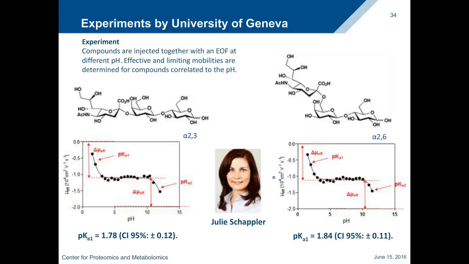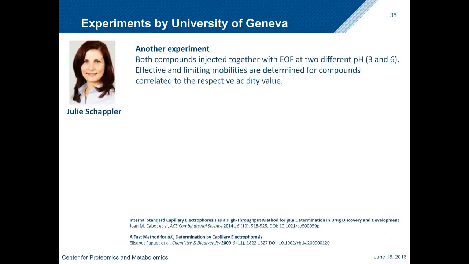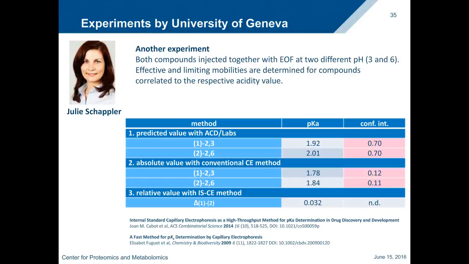So we thought, okay, we can do many more experiments and see if we can get the confidence interval lower, or we can maybe try a different approach. And that's what Julie Schappler did for us. And what she did, she tried a different method, which is called internal standard CE, where they inject the compounds together with an EOF at two different pHs. So the compounds are injected together, and as a result, they did 3 experiments for us. So they tried to predict the value in silico, but also over here you can see that the confidence interval really overlaps. Then the absolute pKa value, where also the confidence interval overlaps. But with internal standard CE, they could define the relative value, and they found a difference of 0.032 between the different pKa's. So that's rather interesting.